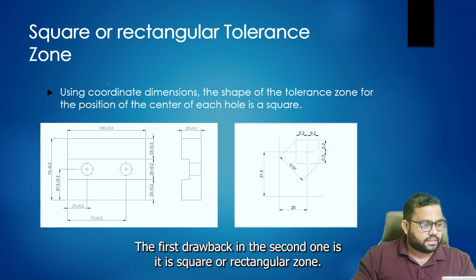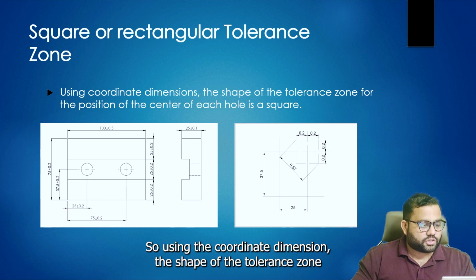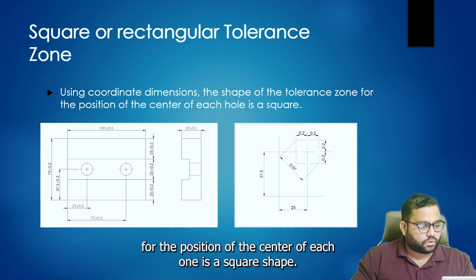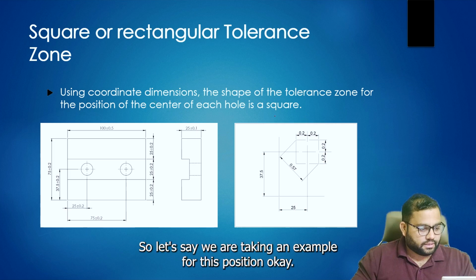In the second one, it is a square or rectangular tolerance zone. Using the coordinate dimensions, the shape of the tolerance zone for the position of the center of each hole is a square shape. Let's say we are taking an example for this position.